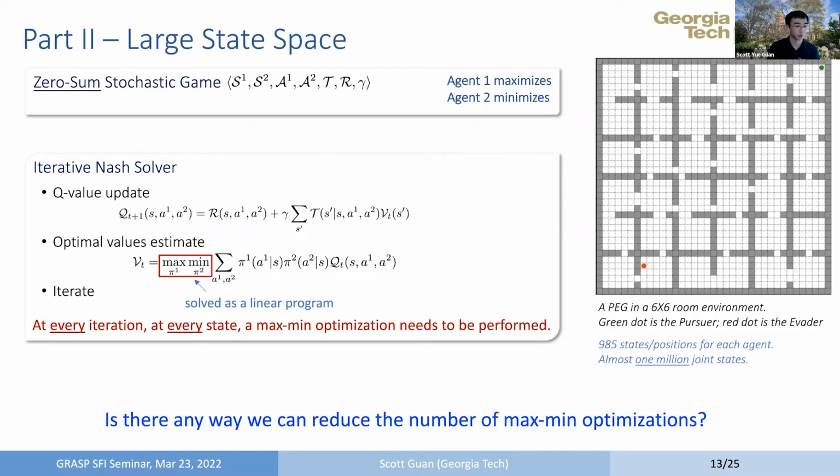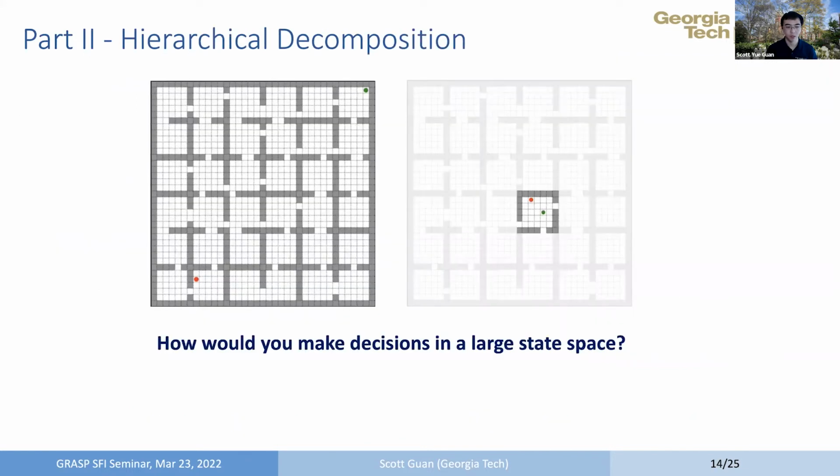So in this part, we will just try to answer this question. Is there any way that we can reduce the number of these max-min optimizations that we need to perform at each value iteration? Our answer to that is through a hierarchical decomposition. I want to quickly motivate this decomposition scheme. We will focus on the pursuit-evasion game here to give a better understanding, even though the approach proposed here is more general than this.